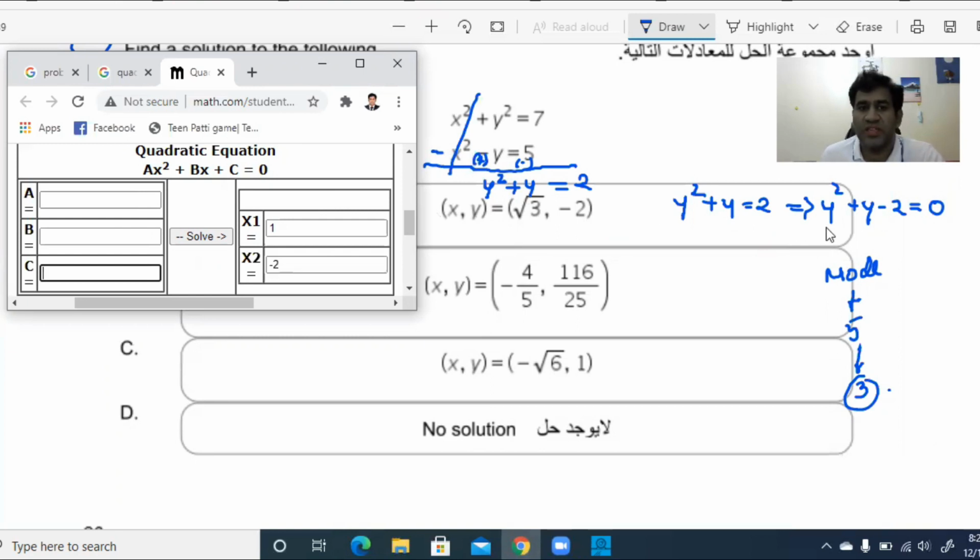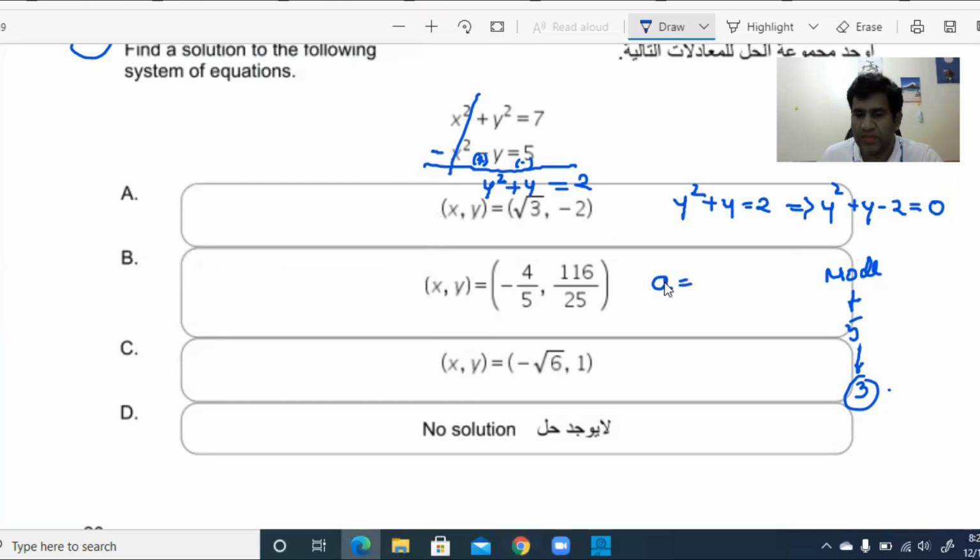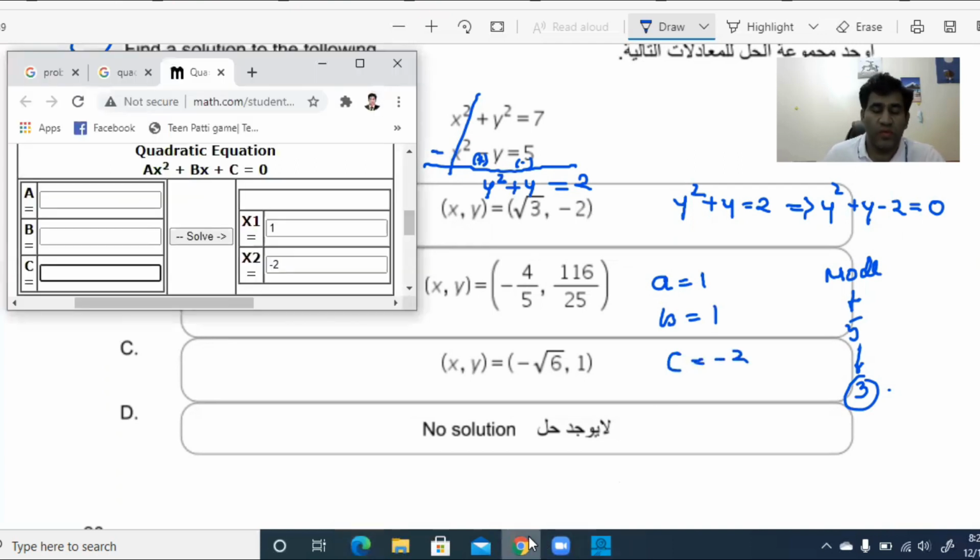And I just need to insert the coefficient of y here, isn't it? The coefficient of y square here is going to be 1, because the value of a here is 1. The coefficient of b, that's basically the coefficient of y, is 1, and the constant term c is going to be negative 2. Now insert the values here. a is 1, the b value here is also 1, and the c value is going to be negative 2.